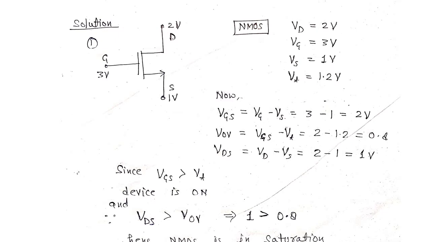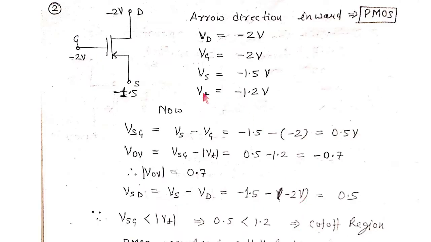Come to the next part. In the circuit, first we have to observe which one is the source terminal. The terminal where the arrow is present is the source terminal. What is the direction of the arrow? Is the arrow inward or outward to the device? It is inward to the device. Inward to the device means this device is PMOS.